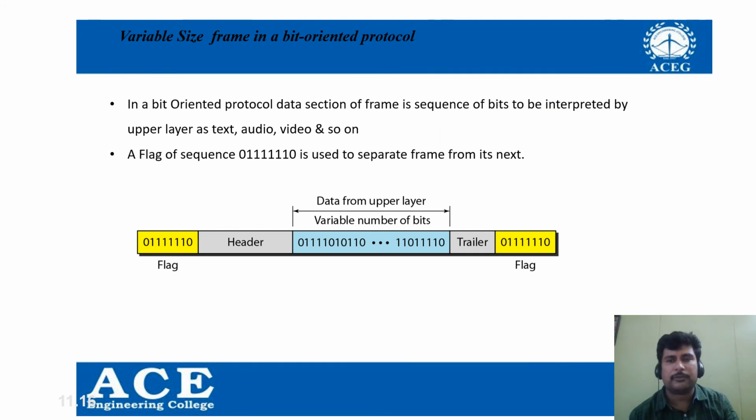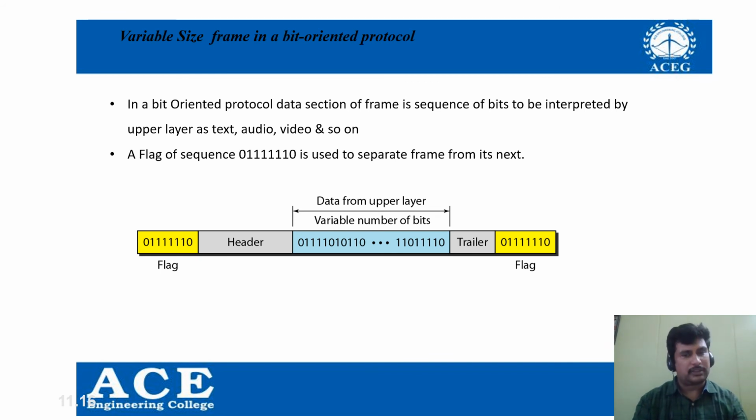The next kind of variable size approach is where you represent the data not in the form of 8 bits, but in the form of bits, 0s and 1s. In a bit-oriented protocol, the data section of the frame is a sequence of bits to be interpreted by the upper layer as text, audio, video and so on. So here you will have the data only in the form of zeros and ones. There is no need of representing all the data in the form of bytes. We can just represent them in the form of zeros and ones.